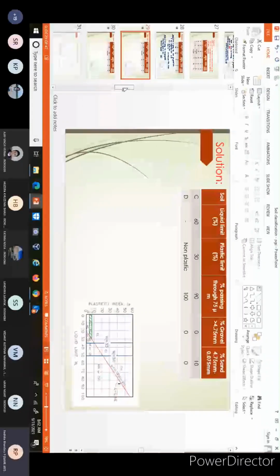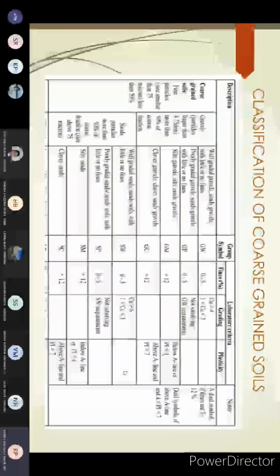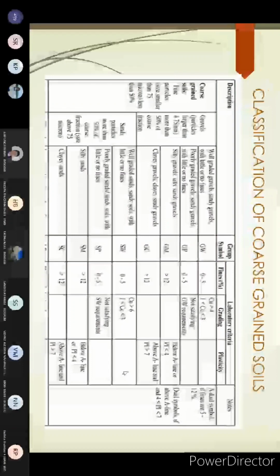In the previous class, we had started with the classification of soil. In that, we have seen we have two main classifications, that is coarse grained and fine grained soil. In coarse grained soil, you have again two classifications, that is gravels and sand.